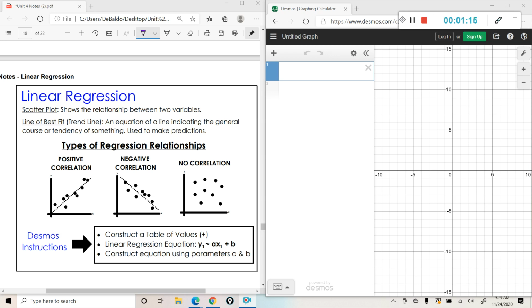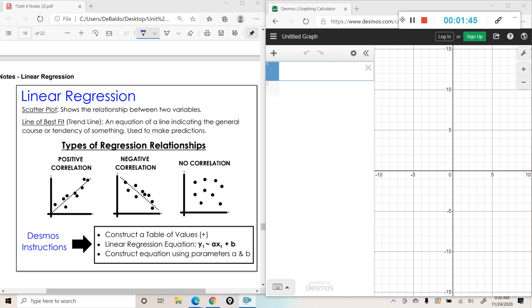Now, there are three different types of linear regression, or just regression in general. One is called a positive correlation. You can see why we call it a positive correlation, because it has that positive looking slope. And then we have one that's called a negative correlation that has that negative slope. And then we also have something called no correlation, which means that it's neither positive nor negative. And it's represented in the picture that you see here.